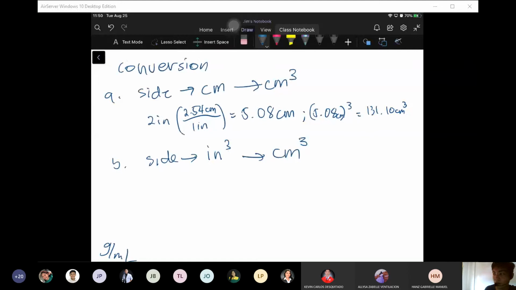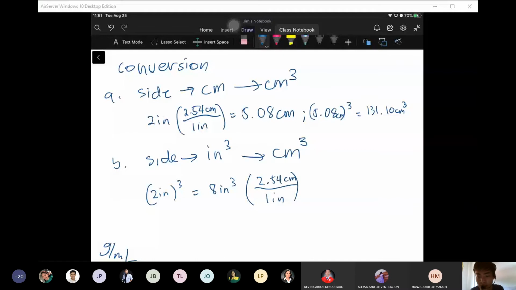So that's one way. But the other way is you get first the cube, no, of the unit, then saka mo na siya i-convert. Pwede yun, no? So ginawa natin earlier, we cube this to get 8 cubic inches. Then we can convert this into centimeter cube, no? So, paano yun? Still the same. You will use the conversion factor.